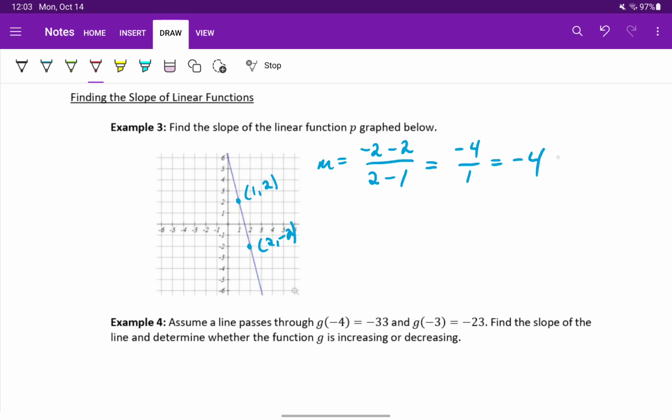As a quick check, we can see that in this case, our slope is less than 0, which makes sense because the line that we were looking at was decreasing as we read it from left to right. It doesn't tell us that -4 is right, but at least lets us know we're on the right track.